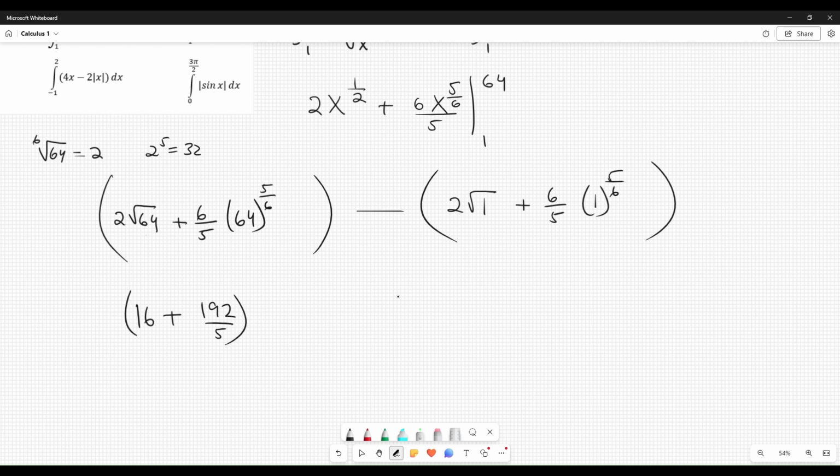And the other part, this is 2, and this is 6 over 5, but negative. Well, positive 6 over 5, but everything is negative, so this negative affects this. Together, this is 16 minus 2, which is 14, plus, in this case, 186 over 5. The subtraction 192 minus 6. Now together it is 70 plus 186, which is 256 over 5. That is the answer.